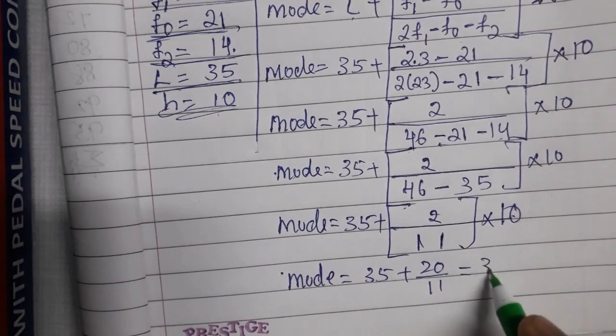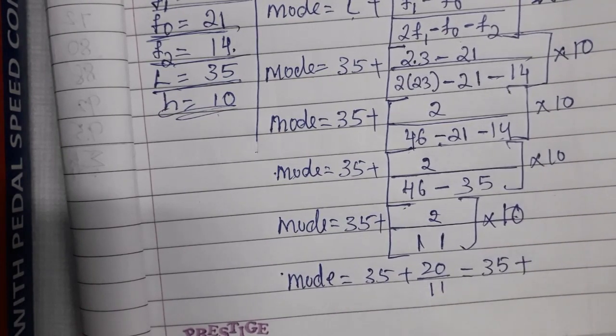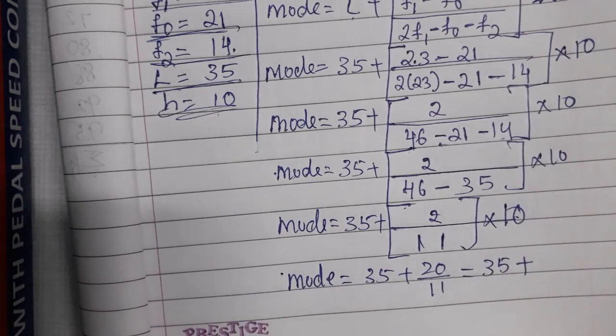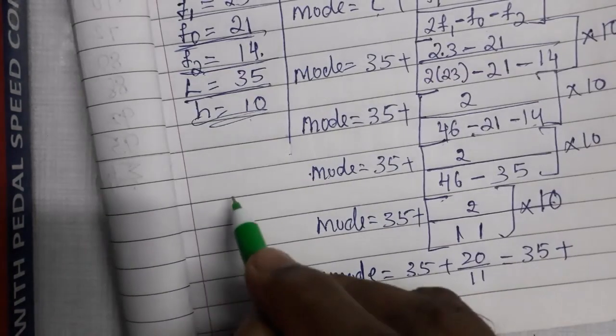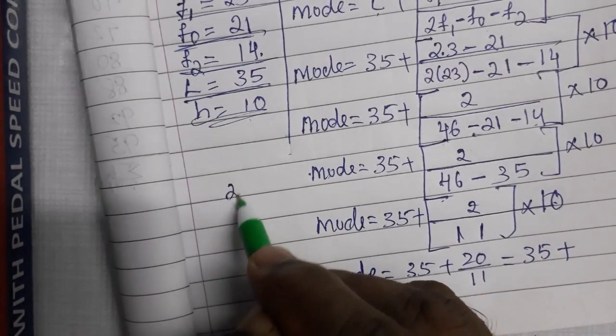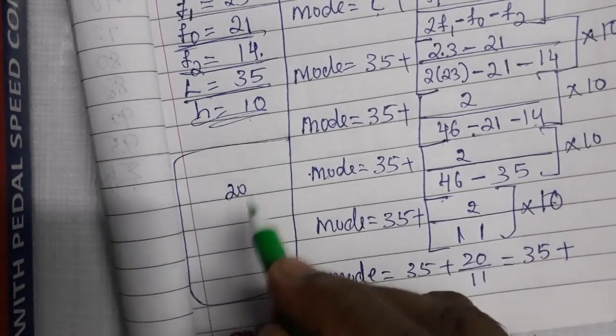Okay. So 35 will remain as it is. 20 by 11. What is 20 by 11? 20 by 11, if you divide, you get it as, you want me to divide and show? Okay, I am showing you here. 20, this is the working.